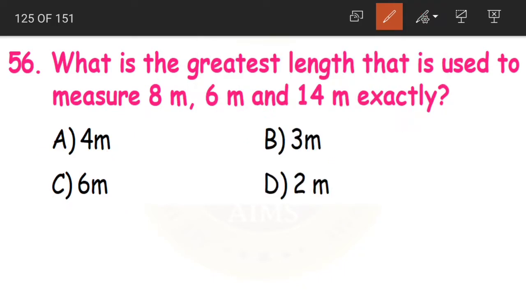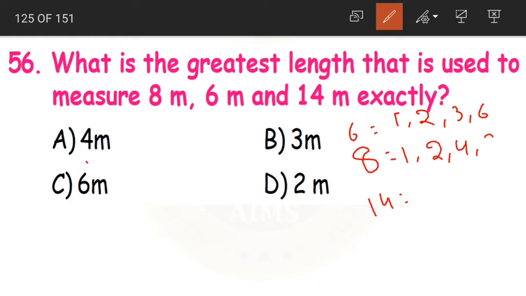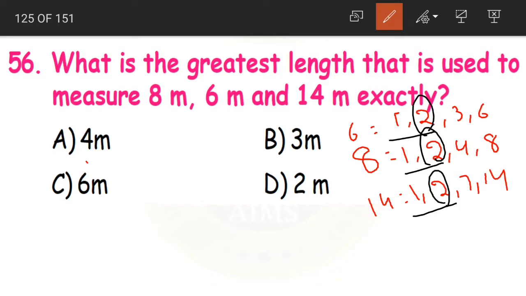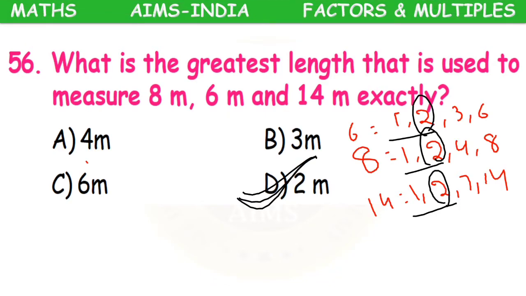Okay, this is one method where we are taking each option and checking whether it is a common factor or not. Or else what you can do is write all the factors of the given numbers. For 6, the factors are 1, 2, 3 and 6. For 8, the factors are 1, 2, 4 and 8. For 14, the factors are 1, 2, 7 and 14. Now if you observe, these three numbers have two common factors, 1 and 2, out of which 2 is the highest common factor. So 2 meters becomes our correct answer.